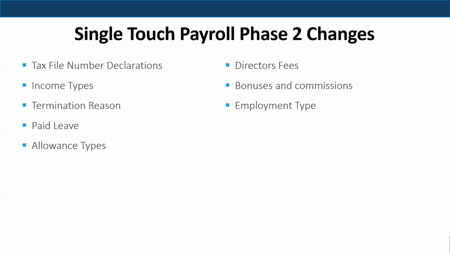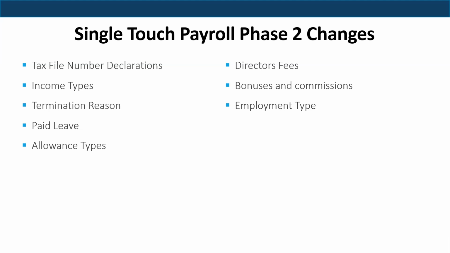Allowance types. In STP Phase 2, you now need to report all allowances separately. So some commonly used allowances that you might be aware of or are currently using are the laundry allowance, overtime meal allowance, tool allowances, and travel allowances. Currently, these are included as gross earnings on the STP report. So now that they're expanded, the ATO will have more visibility regarding the types of allowances and the corresponding amount relating to those allowances that you are paying.